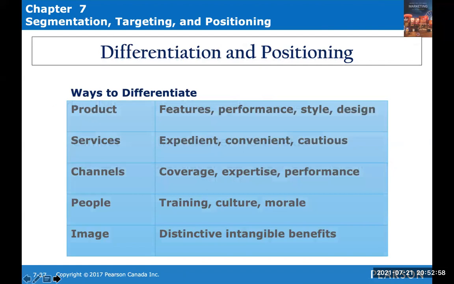All right, ways to differentiate: product, features, performance, style, design. And you see that a lot in terms of the packaging and the labeling, in terms of the branding, in terms of whether or not it's organic or not organic. Services, whether it's expedient, convenient, courteous. Do these persons deliver on time? Do they answer their phones? Do I feel satisfied as a customer? Channels, in terms of where I'm able to access the service or the good. People: is the staff good? Do they treat me well when I'm speaking to them over the phone?